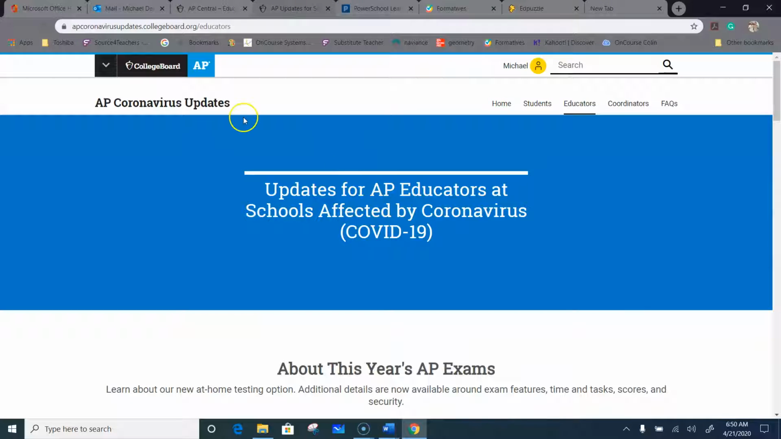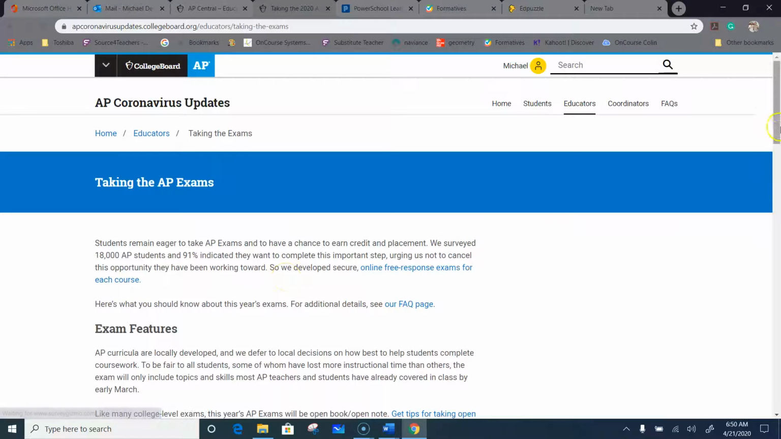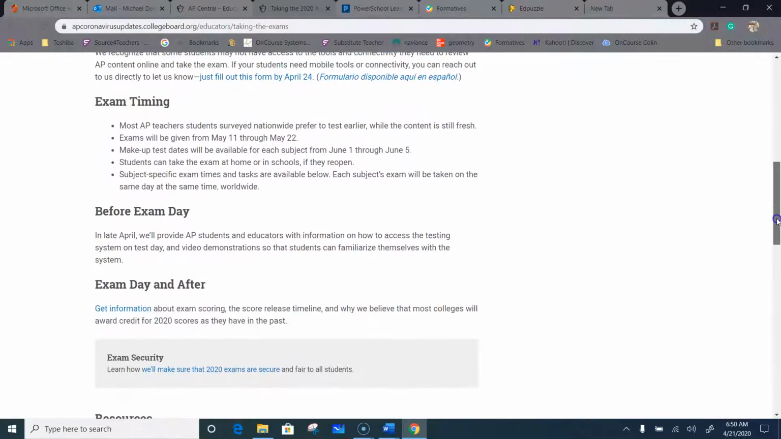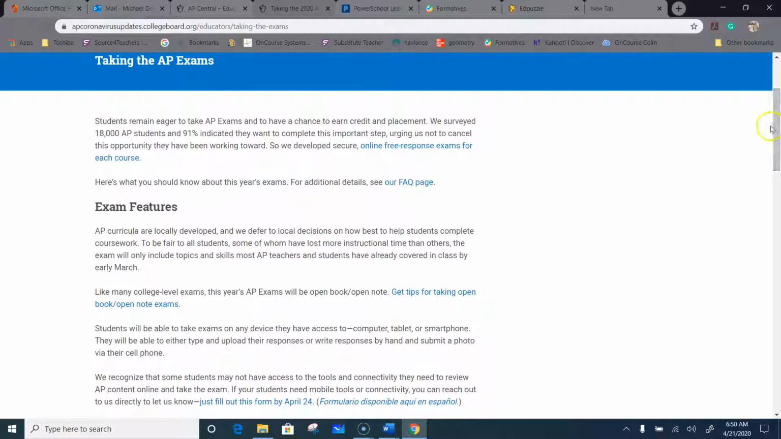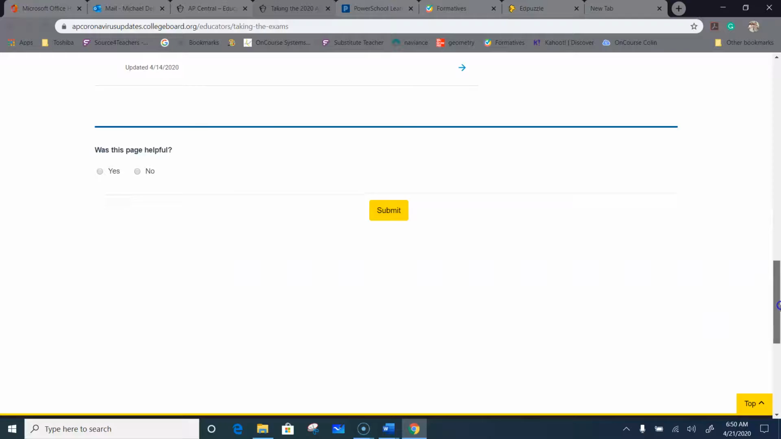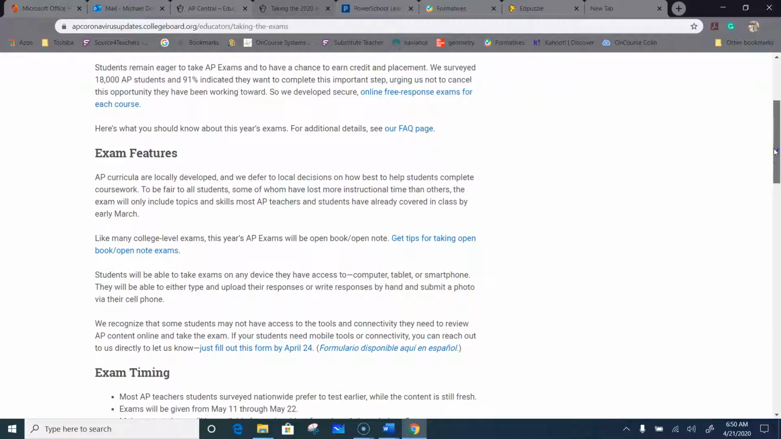Okay, so if you're in your AP Classroom area here and you see the updates for coronavirus updates, this is where I'm looking. You take a peek down here under taking the exams and click on that. And you can do this for all of your exams. So they're all going to be online. And if you want to get really specific, you can look at exam by exam.